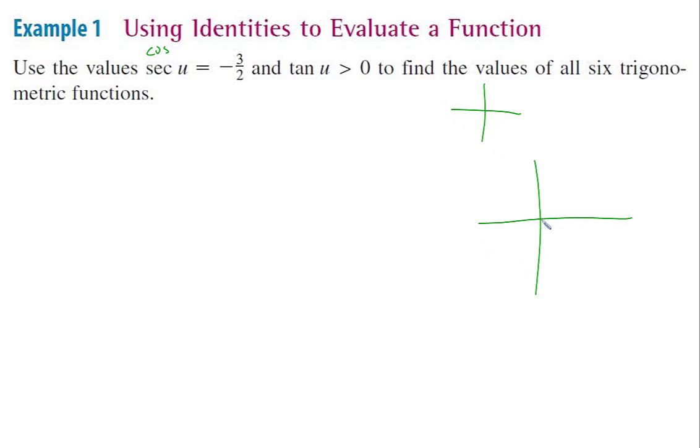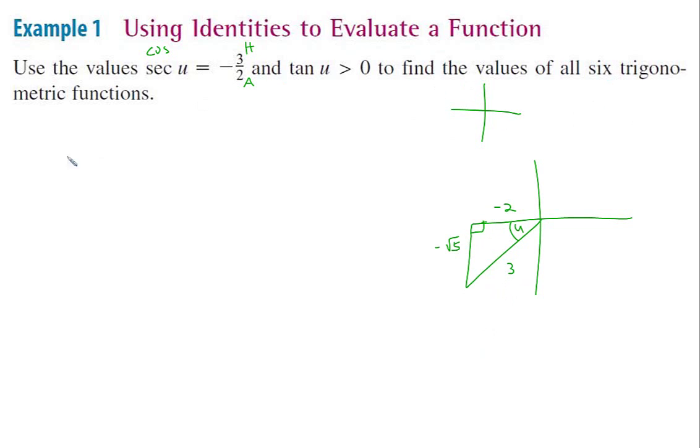I'll draw a bigger one. So we know the triangle has to be in quadrant 3. Let's say here's angle U. Since secant is hypotenuse over adjacent, the hypotenuse is 3, and adjacent is negative 2, because x is negative here. So we need to do the Pythagorean theorem and find this right here. This is going to end up being negative radical 5.